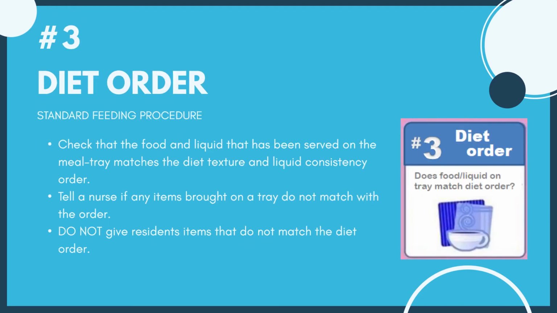Standard feeding procedure number 3, diet order. Check that the foods and liquids that have been served on the meal tray match the diet texture and liquid consistency order. Tell a nurse if any items brought on a tray do not match the order. Do not give the residents items that do not match the order. And be cautious when giving residents items that they are requesting.